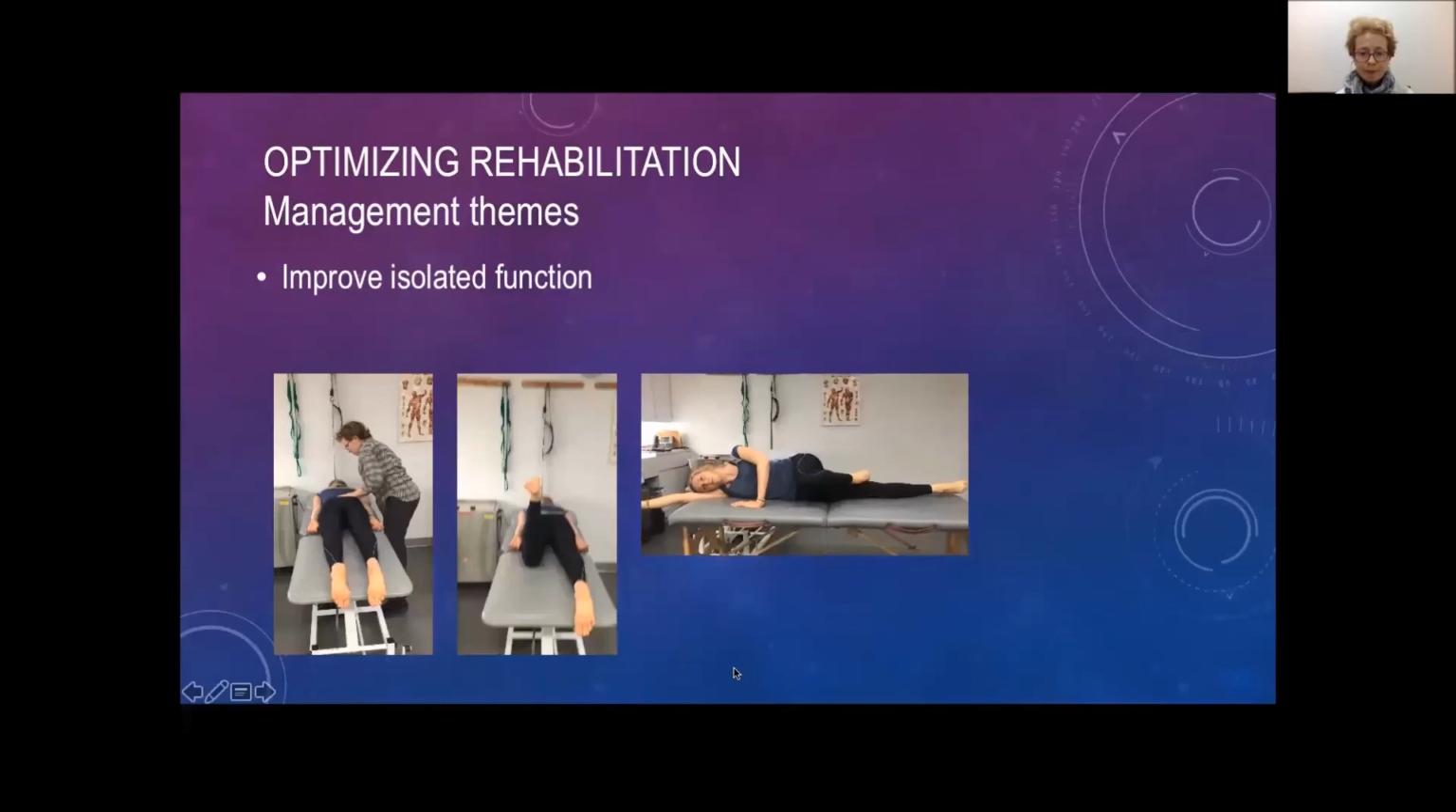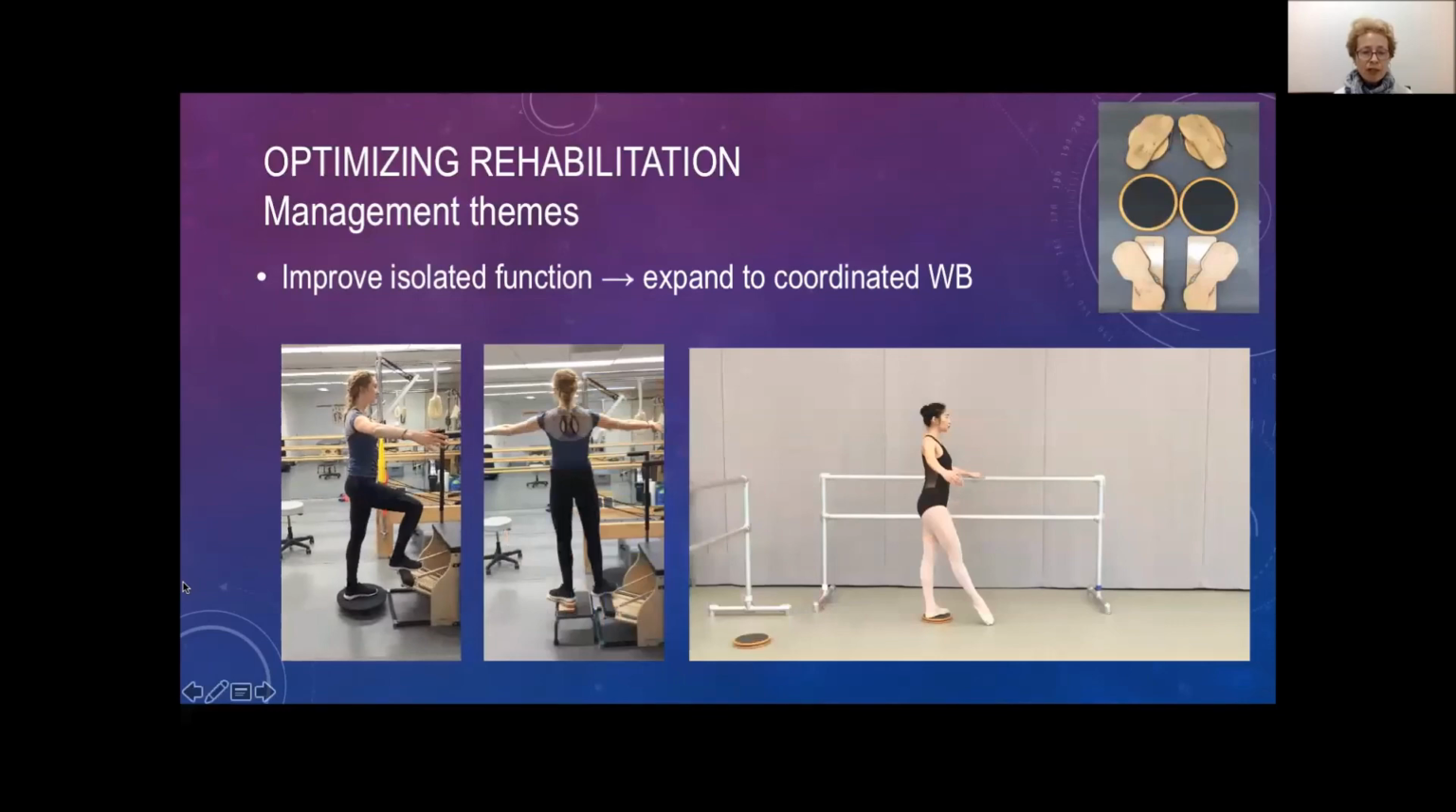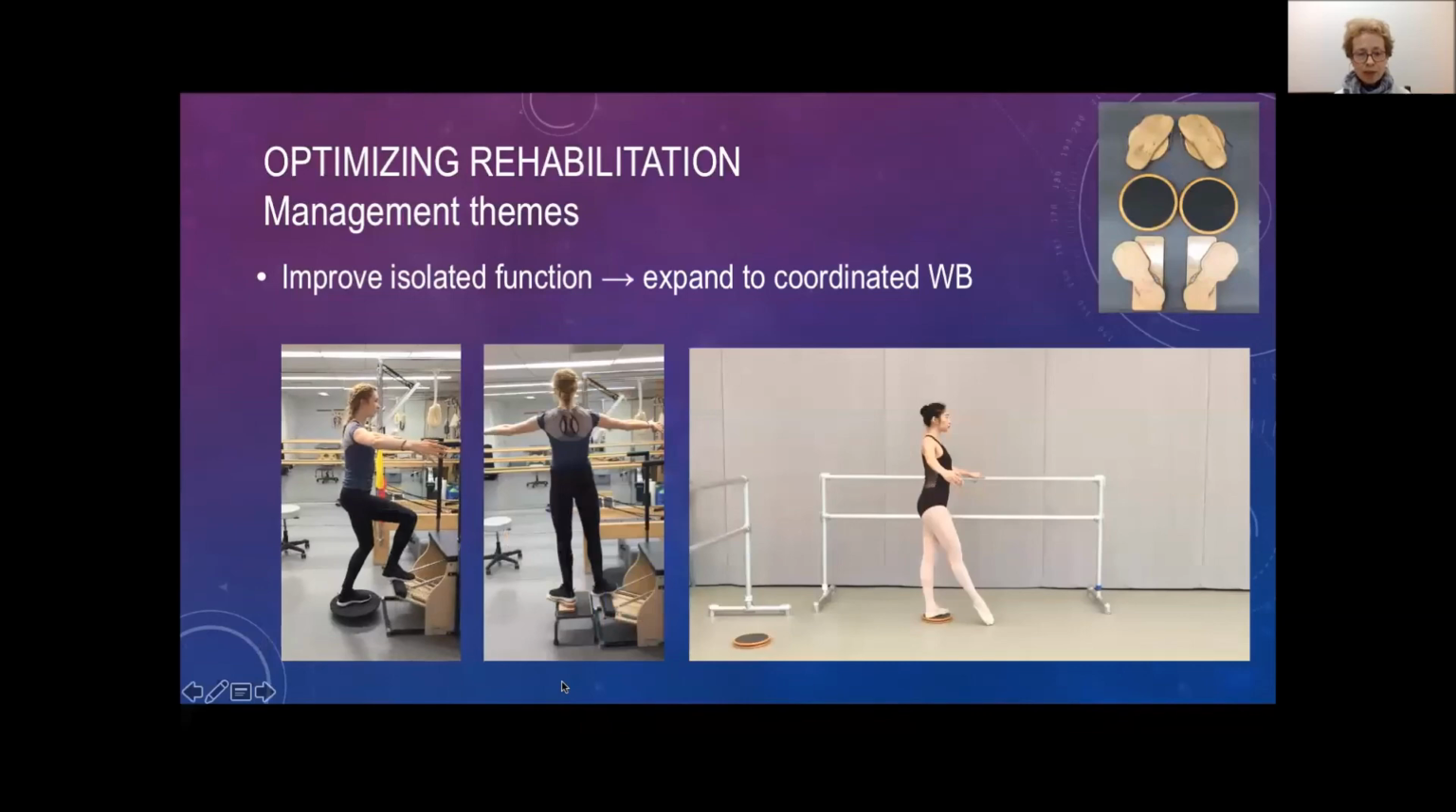Finally, we then go to expand to coordinated weight-bearing activities. So she's now using a Pilates chair and she's standing on a balance board, so she's needing to stabilize on the stance limb as she moves her gesture limb. We're changing levels. She's in a plie now. And we also go to working on rotation discs.